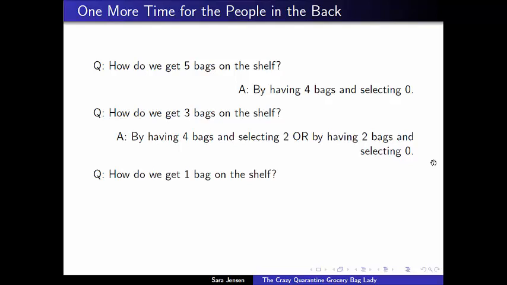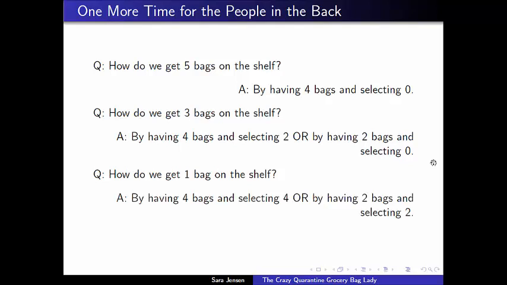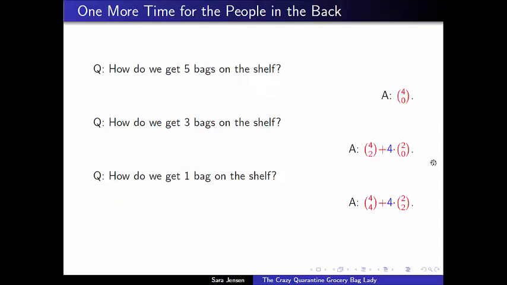And lastly, how would we get 1 bag on the shelf? Again, in a couple of ways. We either could have had 4 bags and selected to put all 4 of them inside the brand new bag on day 5, or we might have had only 2 bags on the shelf and we selected both of them to go inside the bag that we brought on day 5. Now, each one of these situations translates really nicely into a binomial coefficient: 4 choose 0, 4 choose 2, 2 choose 0.